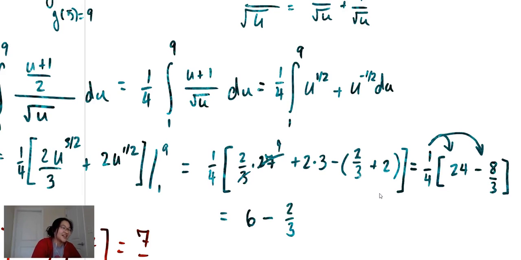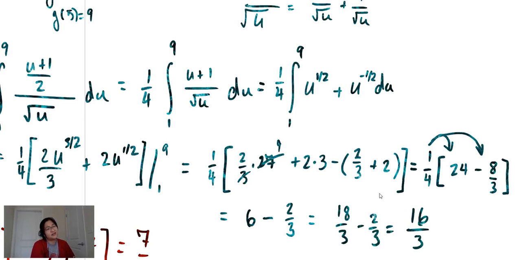Okay, so then 6, how many thirds is 6? 6 is 18/3, so 18/3 minus 2/3 is 16/3. Okay. Whew. And there we go. Yeah. That was a lot.